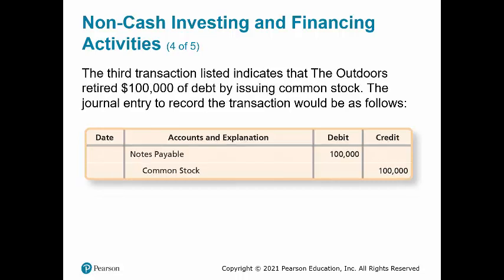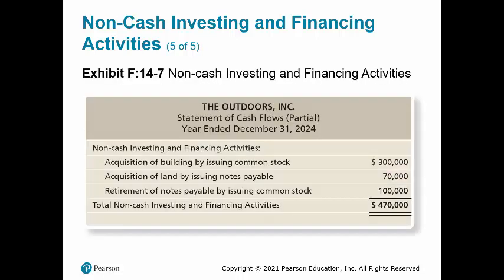The third transaction indicated that Outdoors retired $100,000 of their debt by issuing common stock. So the journal entry would have involved a debit to notes payable for $100,000 and a credit to common stock for $100,000. So the retirement of the note and the issuance of the common stock are both financing activities. But taken together, this transaction, even though it is two financing transactions, should be reported as a non-cash investing and financing activity.